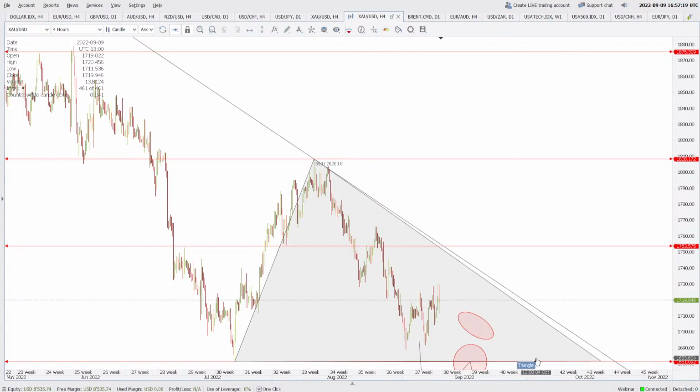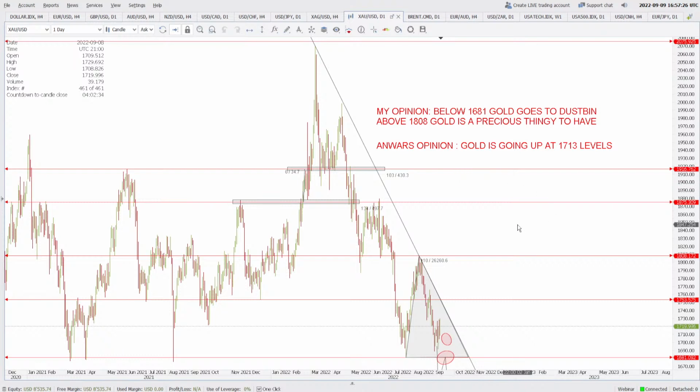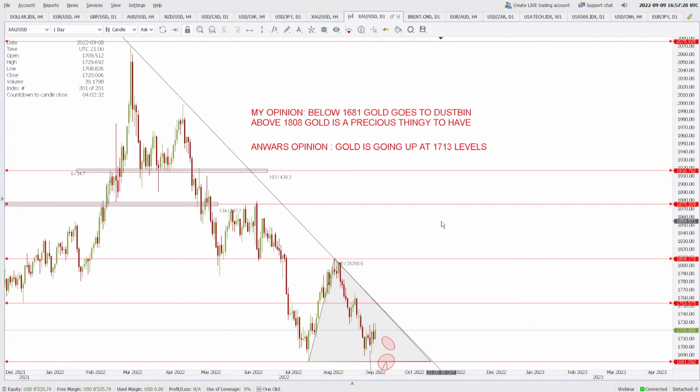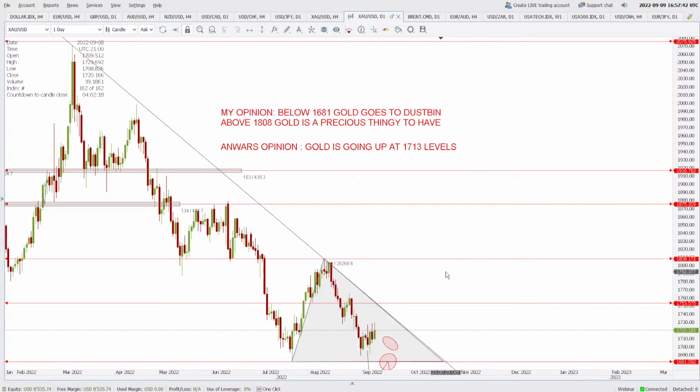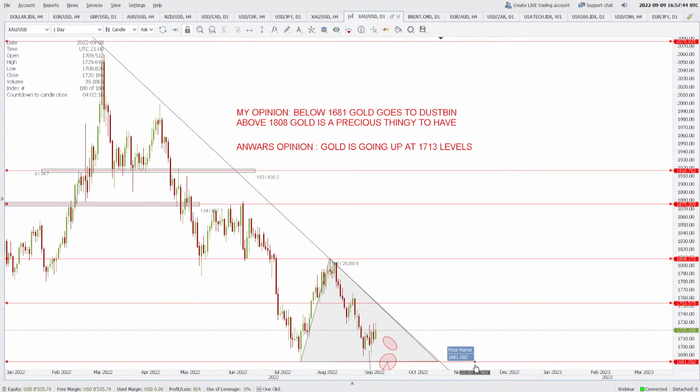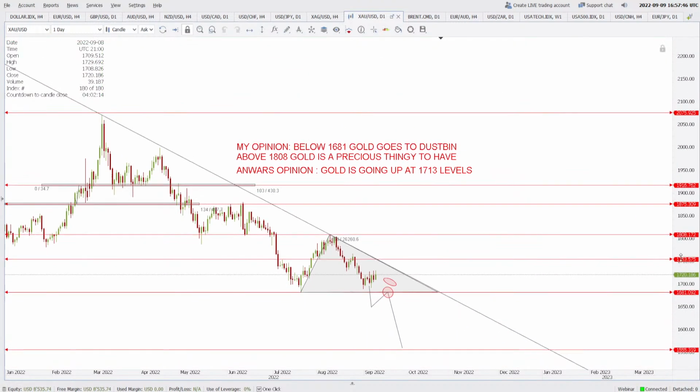Now if they are able to take the rates below 1681, it will be very difficult for the buyers, or you can say bulls, to make gold rise beyond that point. And one thing to note here is that a breach of 1808 will actually push the markets further higher, or at least an uptrend will be resumed in this market. But if it closes the day below, I cannot stress it more than this. Actually, 1681 is a very crucial level.